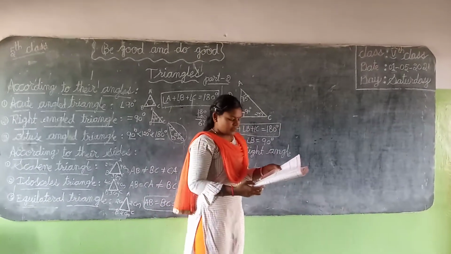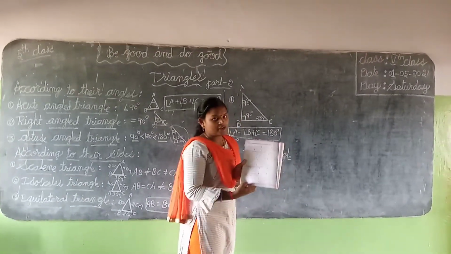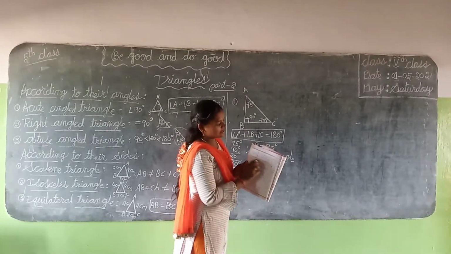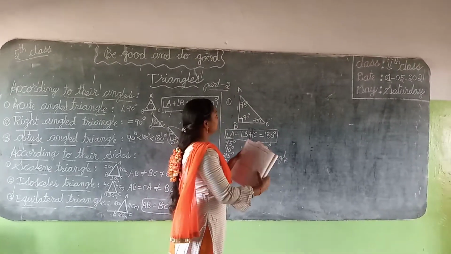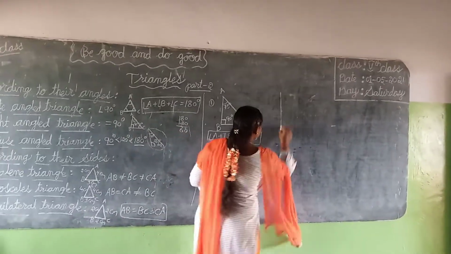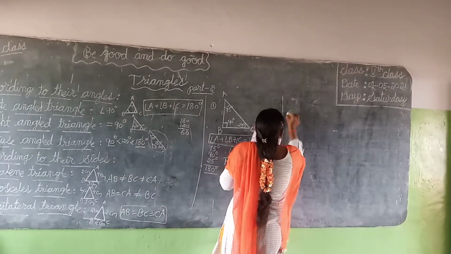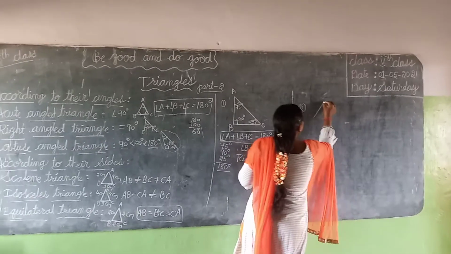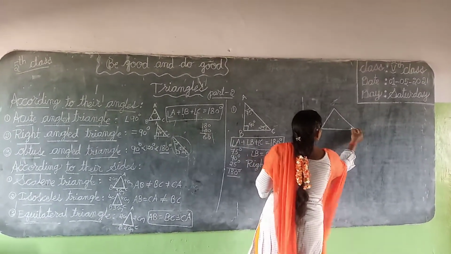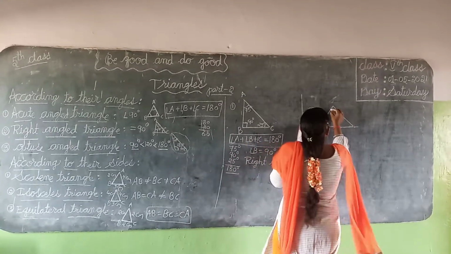So, look in your textbook, page number 118. Okay? Classify the triangle according to their angles. Write this question. Next, draw this first question. Okay? Next, the second one. So, the second diagram we will draw. Draw with pencil and scale also.